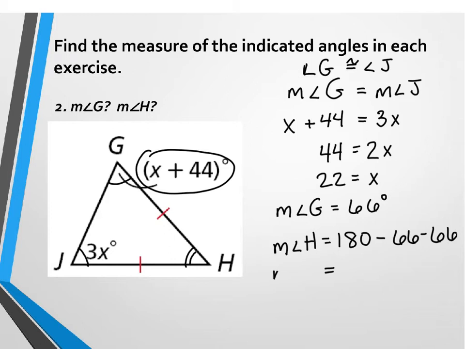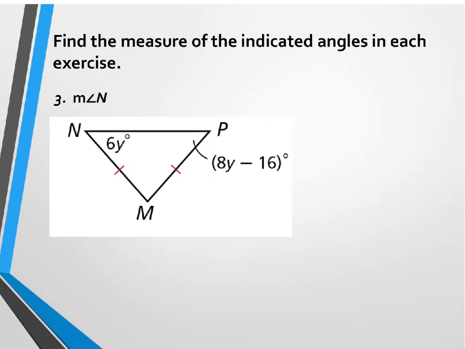So this measurement of angle H is equal to 48 degrees. And we're done finding those two angle measurements. Let's do one more exercise. Okay, so this last example, we're asked to find the measurement of angle N.